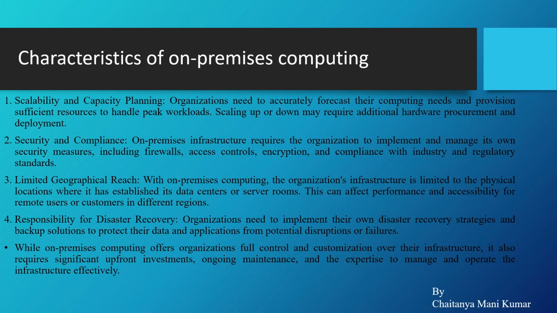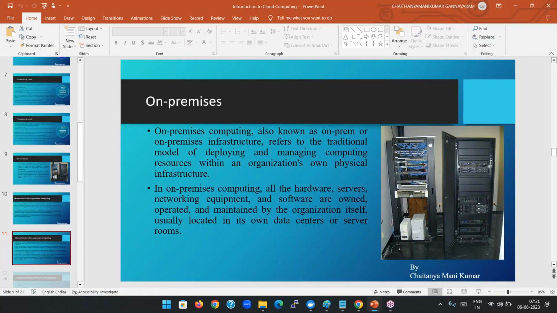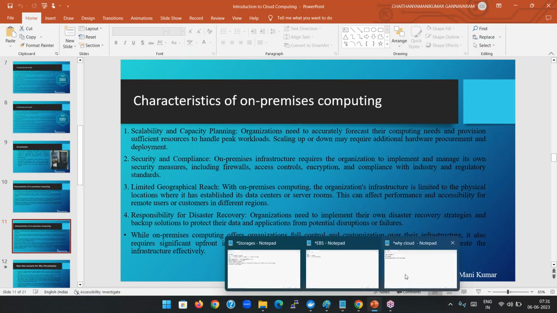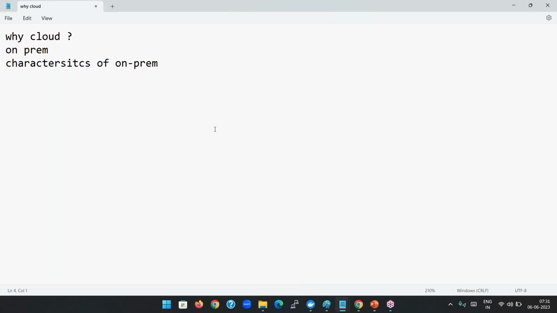And then there will be scalability and capacity planning. So for example, there are some servers. Organizations need to accurately forecast their computing needs and provision sufficient resources to handle the peak workloads. What is the meaning of this? Let me explain in this manner. For example, right now, some Big Billion Days are about to start for Flipkart, or some Great Indian sales are about to start for Amazon.